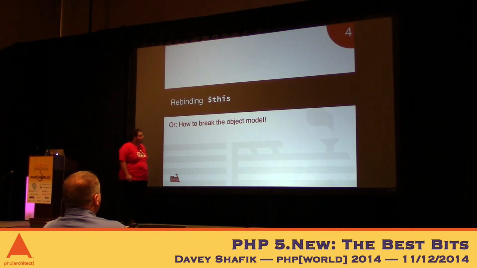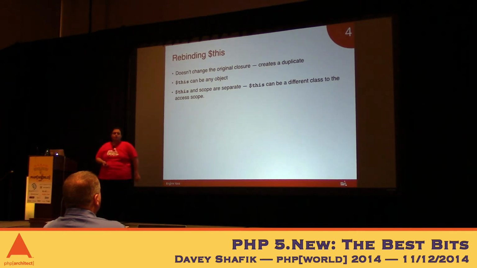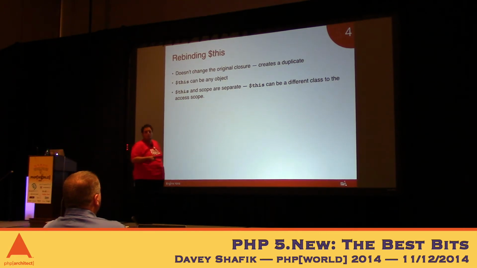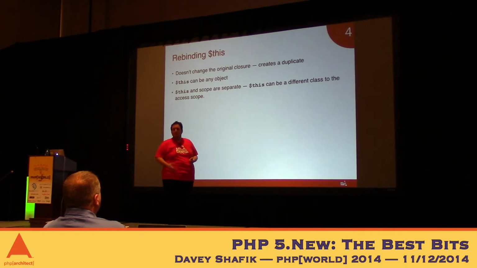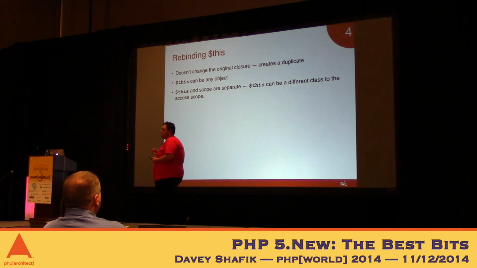Rebinding of $this, or how to break the object model, doesn't change the original closure. It creates a duplicate, so it creates a clone. That's really important. And as I say, $this can be any object, and the scope and what $this is itself can be separate. There's only one use case that I can really think of for this, which is unit testing. It's great to be able to say, I'm unit testing a private or protected method. I honestly cannot think of a valid use that doesn't mean you wrote your code wrong in the first place.